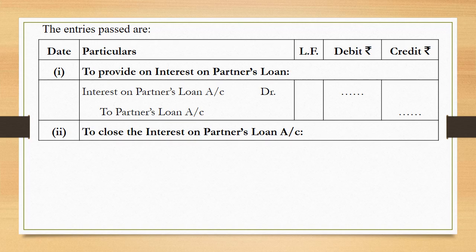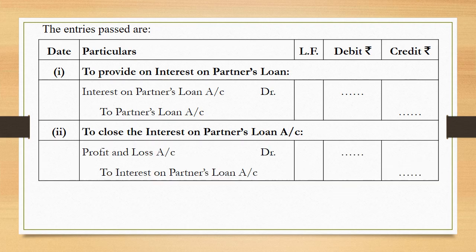To close the interest on partner's loan account, we know interest on partner's loan is an expense, so when the same account is to be closed, it needs to be credited, and this amount being a charge against profit, we need to debit profit and loss account. So the entry is profit and loss account debited to interest on partner's loan account.